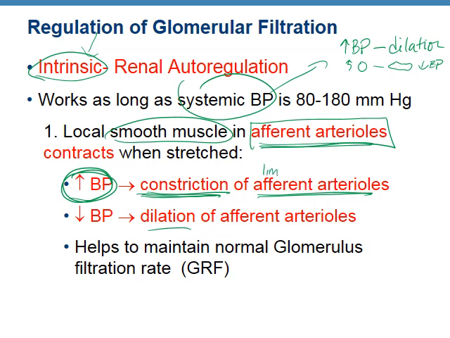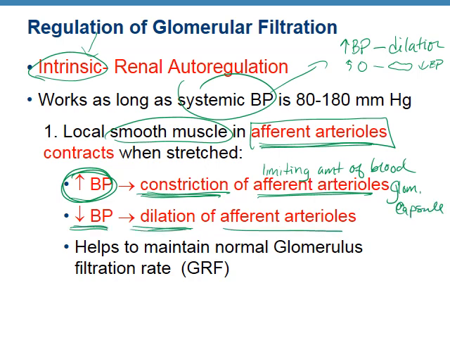Basically what we're doing is limiting the amount of blood that can get into the glomerular capsule. If the blood pressure is low, we're going to open up the afferent, open wide. We need more blood flow. Because what are we trying to do? We're trying to keep that glomerular filtration rate constant, right?